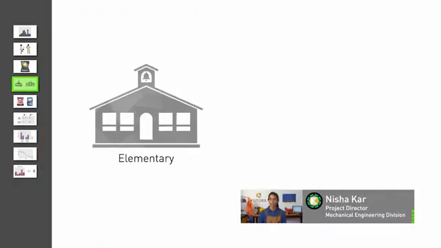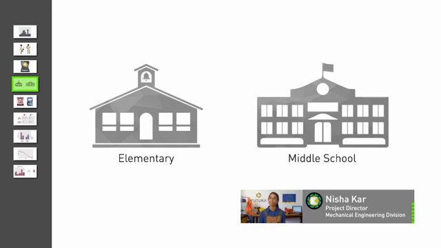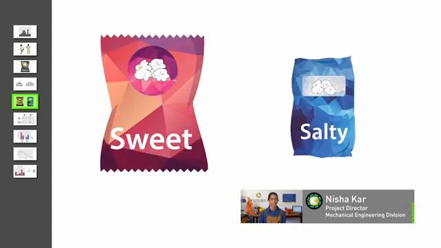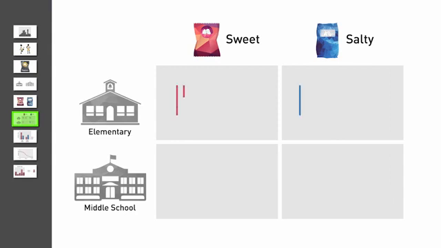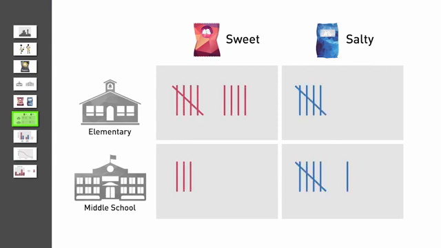Your neighborhood has an elementary school and a middle school, so you need to figure out which school is best to sell at. And you need to choose which kind of popcorn to sell, sweet or salty. You and your teammates decide to collect data by selling both kinds of popcorn outside the elementary school and the middle school at the end of the day. Then, your team records how many bags of salty and sweet popcorn get sold at each location.